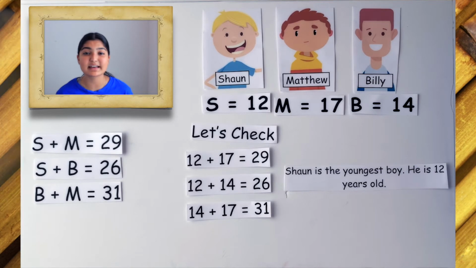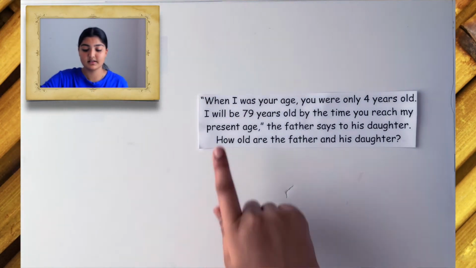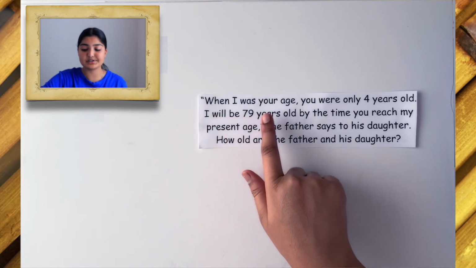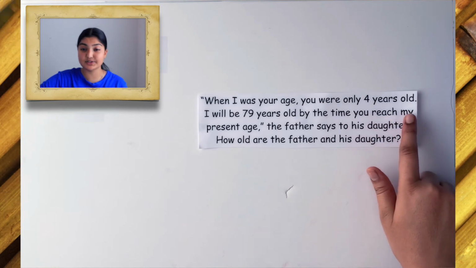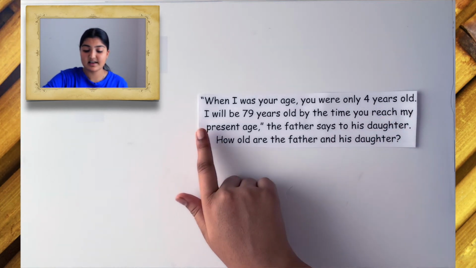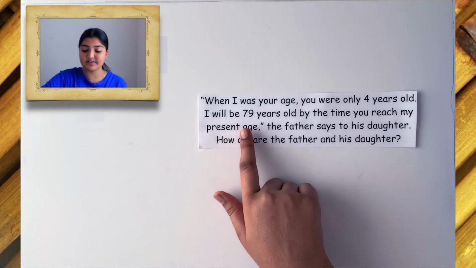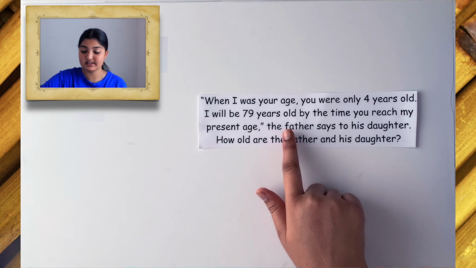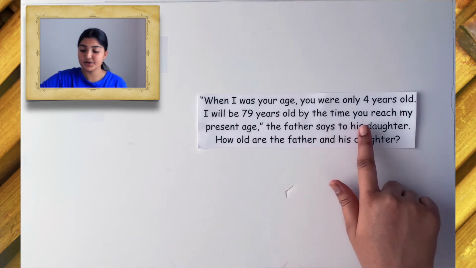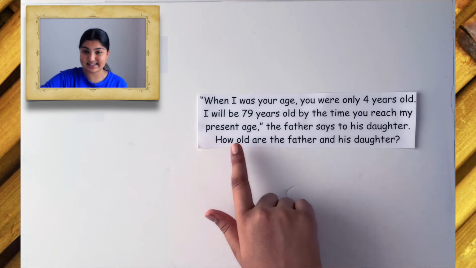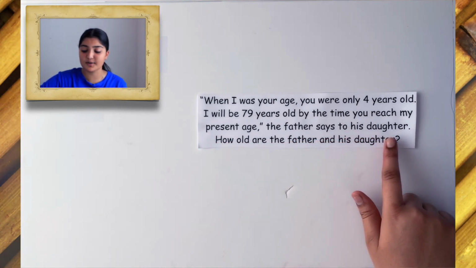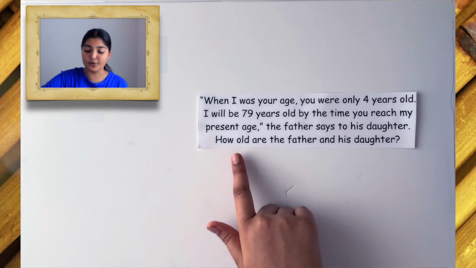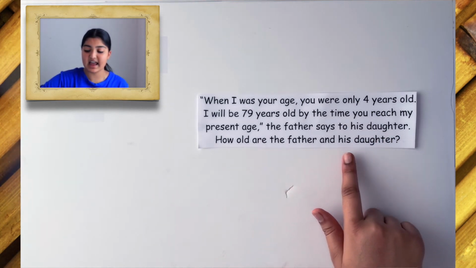Now, let's look at another example. "When I was your age, you were only 4 years old. I will be 79 years old by the time you reach my present age," the father says to his daughter. How old are the father and his daughter?